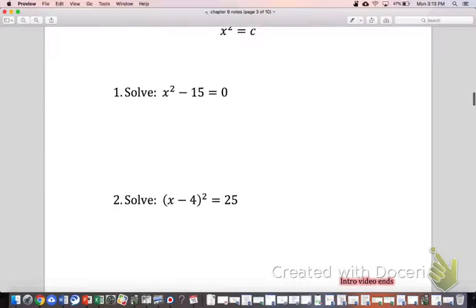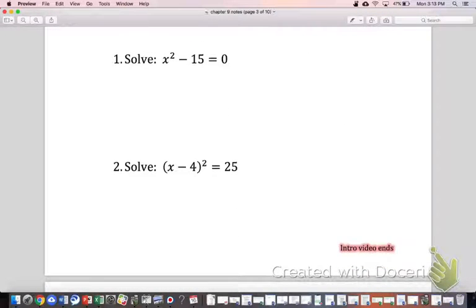Okay, so we're going to do examples 1 and 2 here. So here's how we would do example number 1. The first thing I would do is I would notice that as this is currently written, the b is 0, right? A is 1, c is -15. There is no middle term, so b is 0. So to use square roots, the first thing I'm going to do is I'm going to add 15 to both sides. Remember, this works well in certain arrangements and when b is 0.